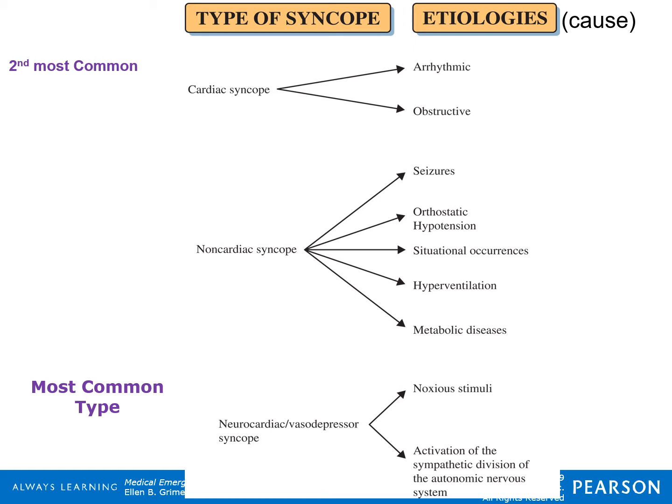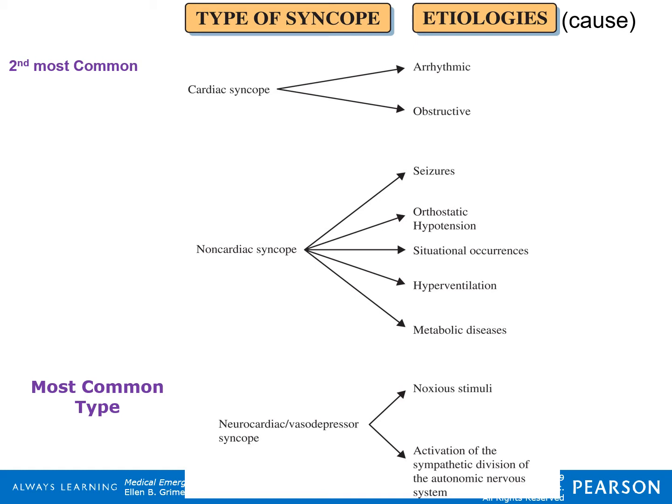Neuro is nerves, cardiac is heart, and a vasodepressor. Vaso means blood vessel. A depressor means if someone presses down or depresses one of your blood vessels, it's going to cut it off, right? And it'll constrict. So vasodepressor is just another name for a vasoconstrictor. So neurocardiac or vasodepressor, you have noxious stimuli, and you have activation of the sympathetic division of the autonomic nervous system, which we'll go over.